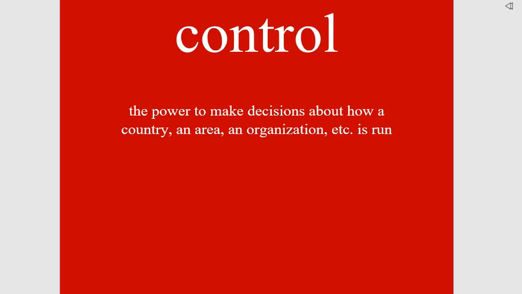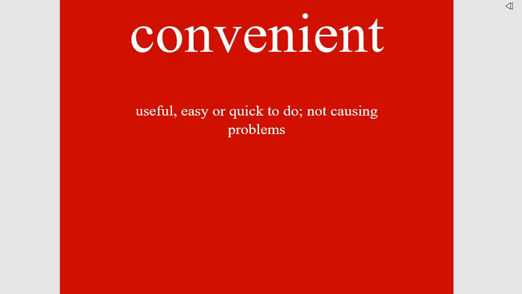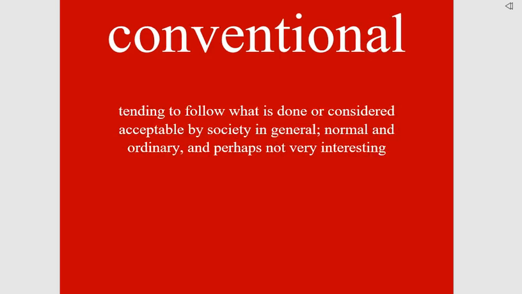Control. The power to make decisions about how a country, an area, an organization, etc. is run. Controlled. Done or arranged in a very careful way. Convenient. Useful, easy, or quick to do, not causing problems. Convention. The way in which something is done that most people in a society expect and consider to be polite or the right way to do it. Conventional. Tending to follow what is done or considered acceptable by society in general, normal and ordinary, and perhaps not very interesting.